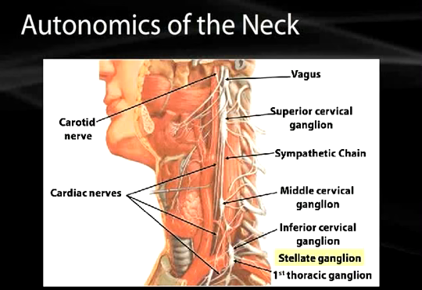Notice that the vagus nerve is coming out and running in the carotid sheath at this level, and has a couple ganglia associated with it here as well.